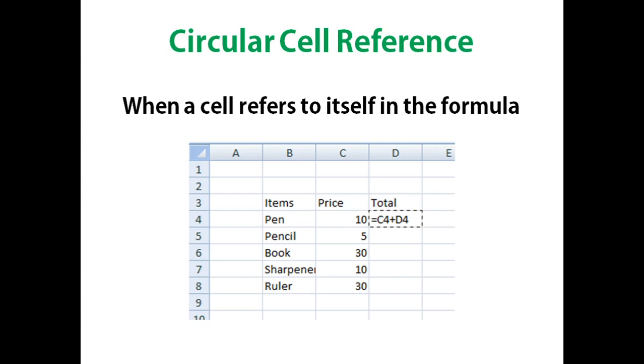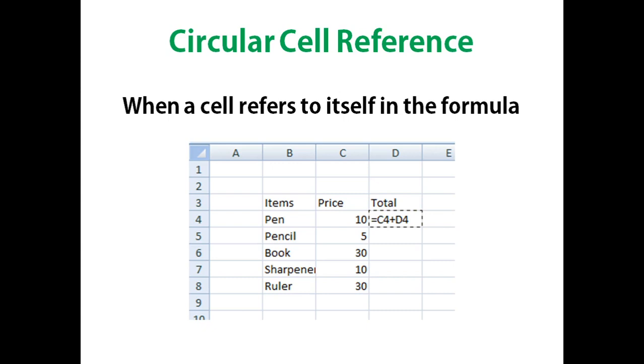When this happens, Excel will show you a warning and that address will get a 0 value. Also, you will get a message saying that circular reference was found in the worksheet, and the status bar at the bottom will show you the address of that cell.